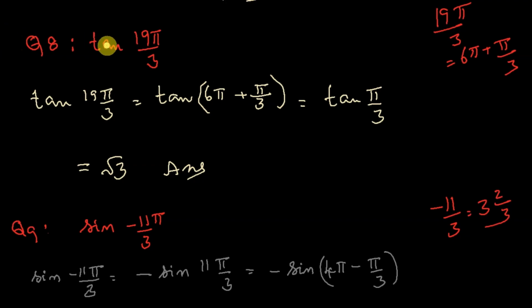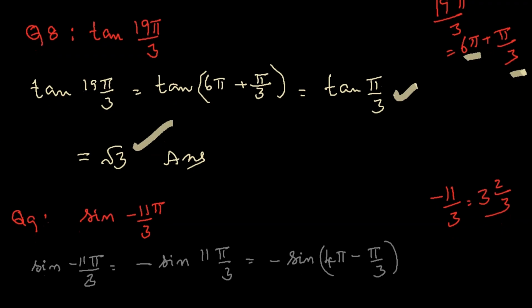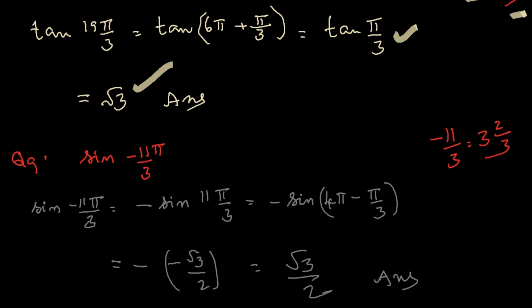Now, question number 8 says tan 19 pi by 3. 19 pi by 3 can be written as 6 pi plus pi by 3. So tan 19 pi by 3 is tan of 6 pi plus pi by 3, equal to tan pi by 3. Tan pi by 3 is tan 60, root 3. That is the answer, plus, because the whole angle is in the first quadrant.